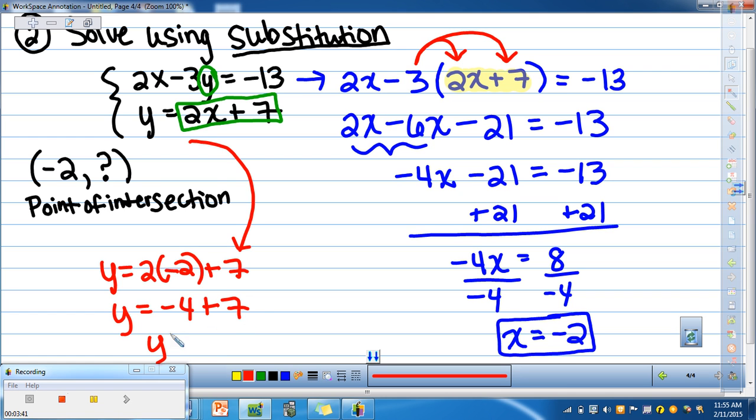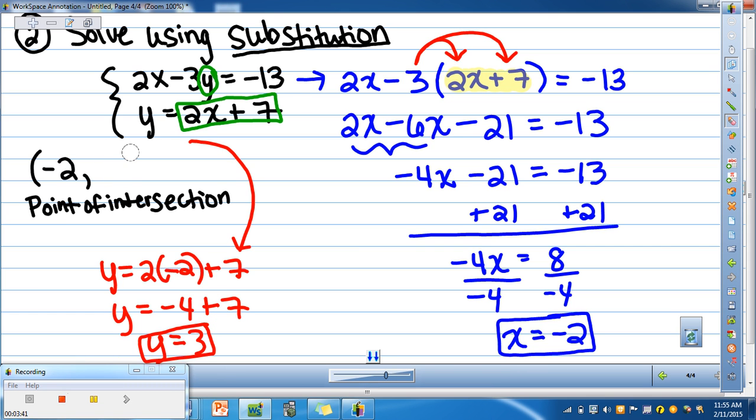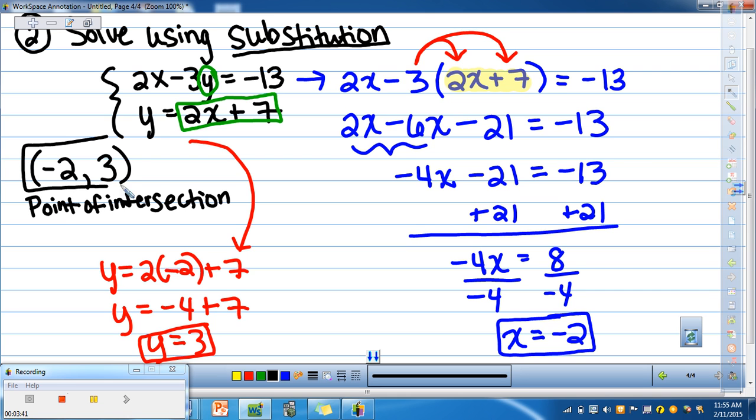So altogether, we find out that our y value is 3. So we can go back over here to our point. X value is -2, y value is 3. And over here, we're always going to list our final answer, our solution, as an ordered pair, showing the x and y value.